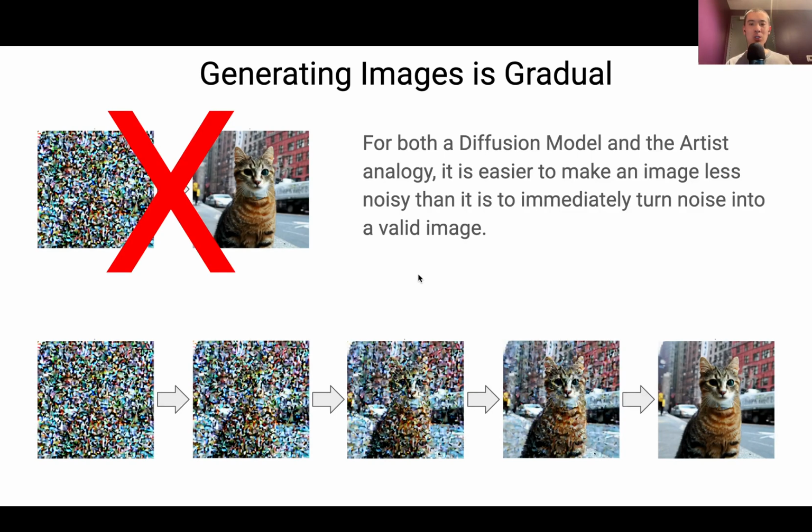A key point is that generating images is gradual. For both a diffusion model and the artist analogy, it is easier to make an image less noisy than it is to immediately turn noise into a valid image. So, key point, this is not what's happening behind the scenes, where it's just complete noise and then a cool image all of a sudden. It's very gradual. We slowly remove noise to create that desired image of a cat in New York.